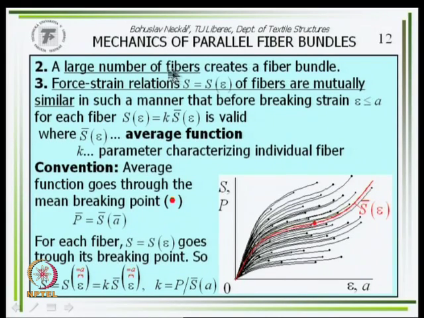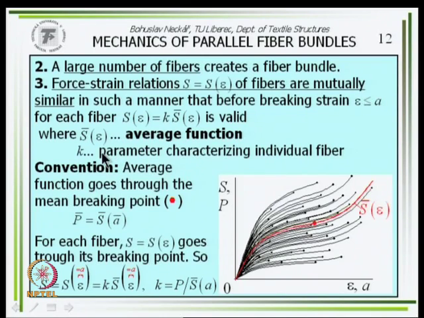Second, we assume that a large number of fibers creates a fiber bundle. Not 2, not 10, not 15, then 1,000, million or more, however you want, a very large number of fibers. Third assumption, the strain relations of our fibers, S as a function of epsilon, are mutually similar in such a manner that before breaking strain, epsilon smaller than breaking strain A, for each fiber it is valid that our function S(epsilon) for strain function is proportional, with coefficient of proportionality k, to some average function S bar(epsilon).